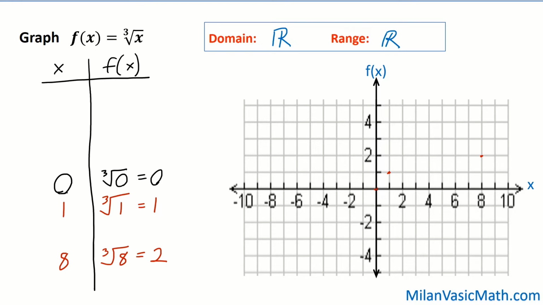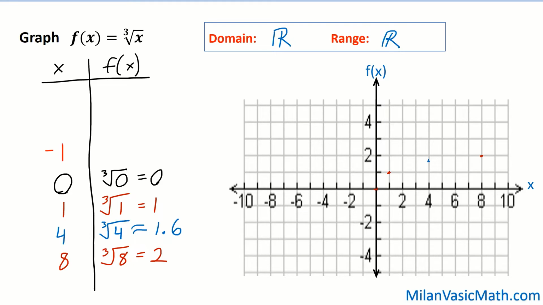So maybe pick another number, maybe 4. And you'll need a calculator for this. So the cube root of 4 is approximately, type it into the calculator. You could also do 4 to the 1/3 power, and you get approximately 1.6. All right, so that's a good point to graph as well.